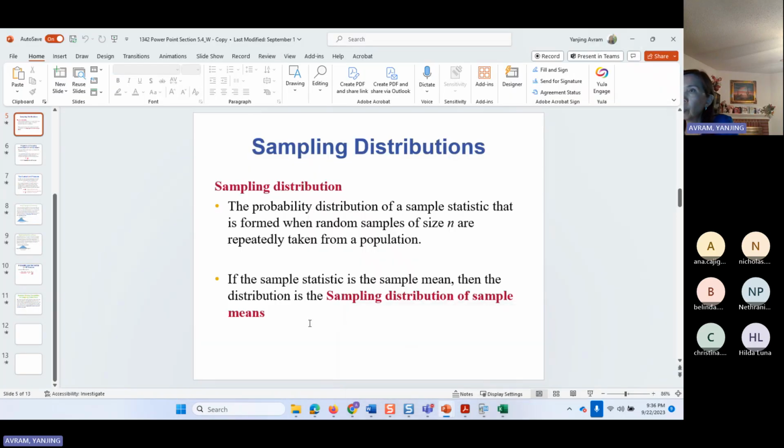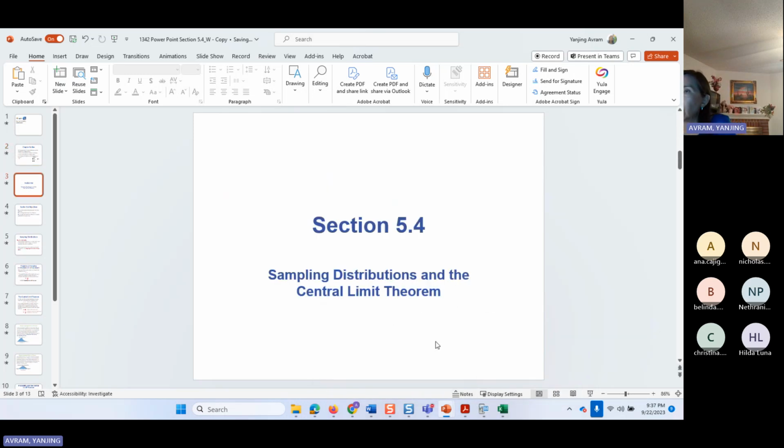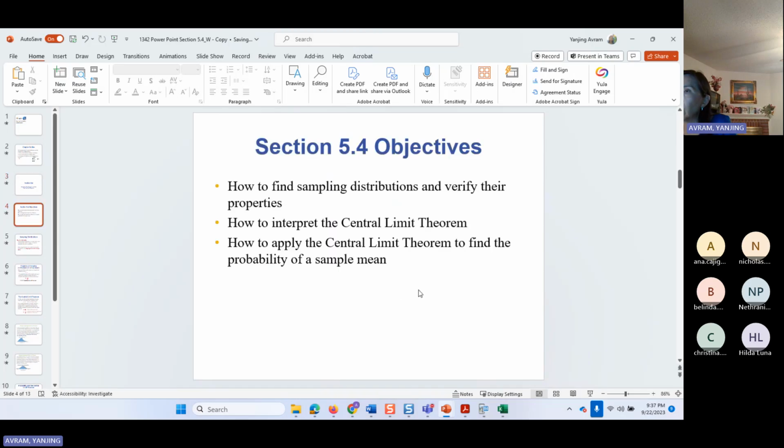Okay, one more section to go for the last section. Basically, the last section is very similar to the previous one, but in the previous section we always sampled 1, so n is always equal to 1. When n is greater than 1, we have what is called the central limit theorem. That is the last section, sampling distribution and the central limit theorem.